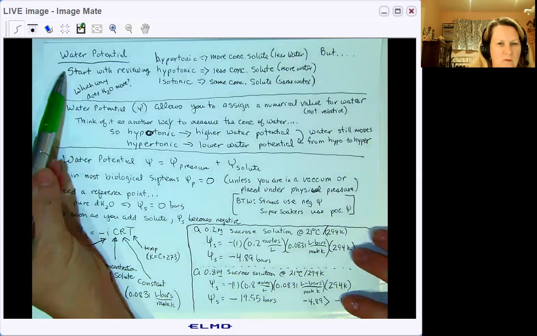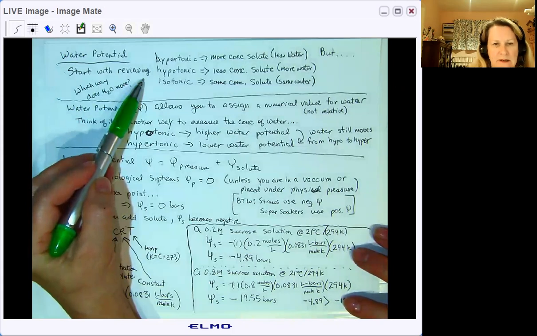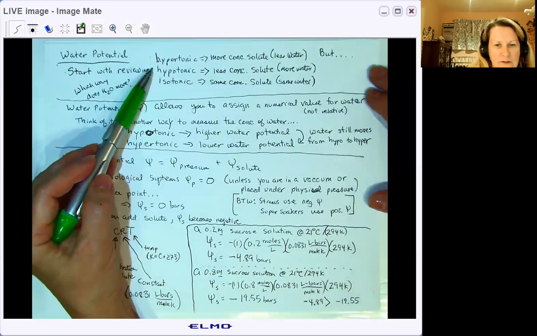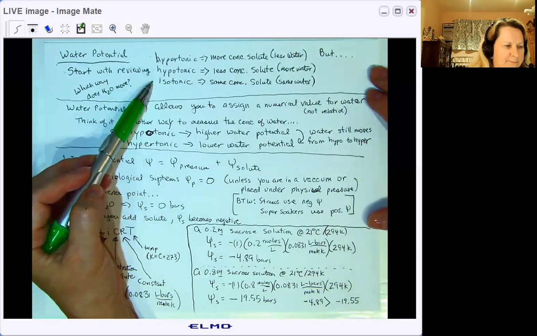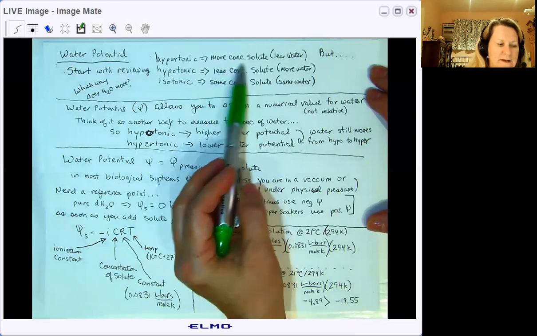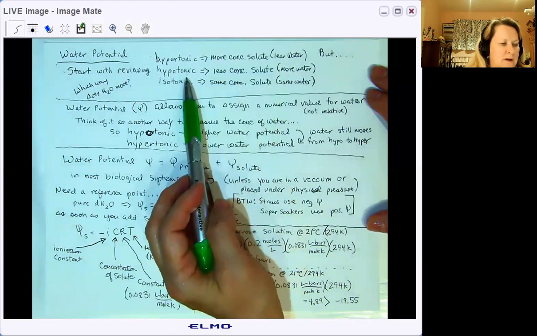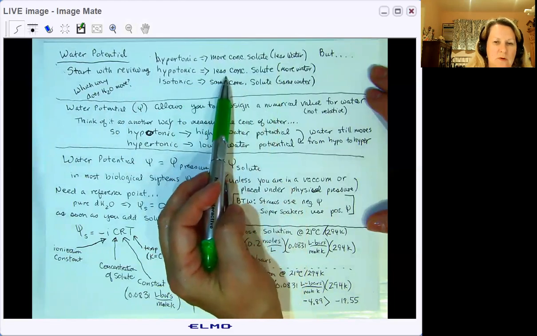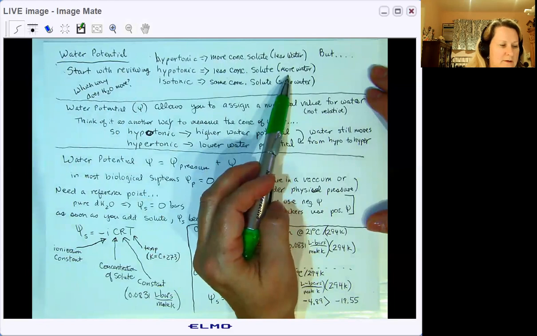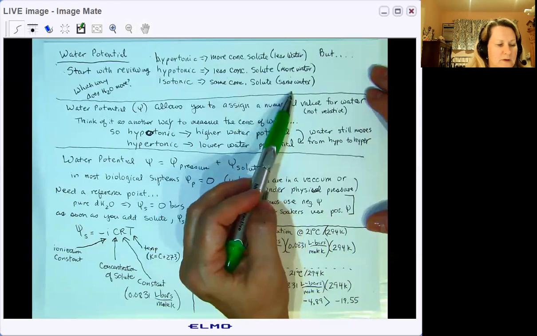So, when I start talking about water potential with my students, I start by reviewing what I hope they had learned in ninth grade biology. And those are the terms hypertonic, hypotonic, and isotonic. Hypertonic means there's more solute concentration. But if there's more solute, that means a hypertonic solution has less water, right? Hypotonic means that there's a lower solute concentration, which means a hypotonic solution is going to have more water. And an isotonic solution has the same concentration of solute, so it's going to have the same amount of water.